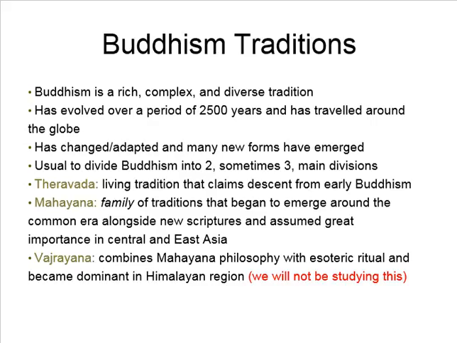Mahayana, which is a family of traditions, began to emerge around BCE 0, about the time of Jesus, with new scriptures, and assumed greater importance in Central and East Asia, sort of the northern countries. The other type is Vajrayana, and it's really a Mahayana school of philosophy with very esoteric rituals. Some of them are a bit on the risque side, as it were, and became dominant in the Himalayan region. We will mention these, but probably not be studying them.